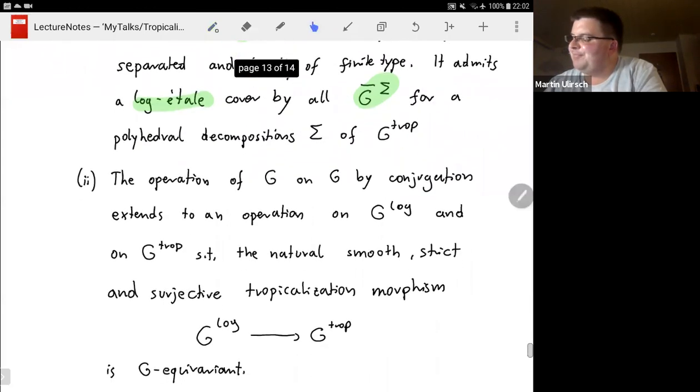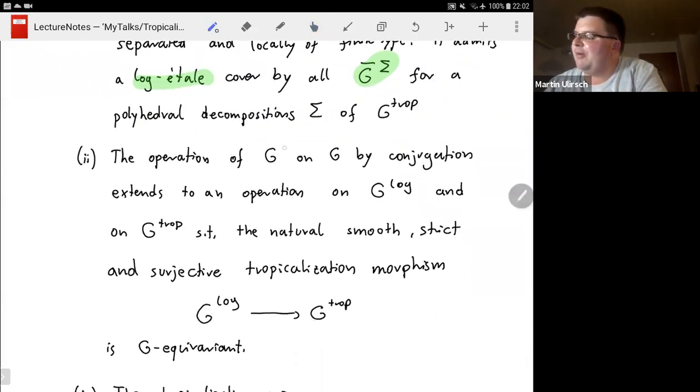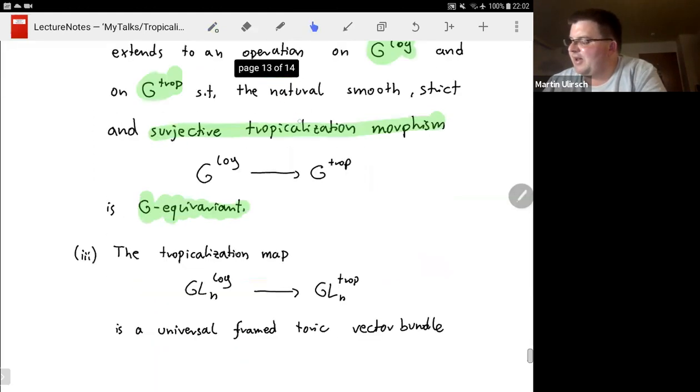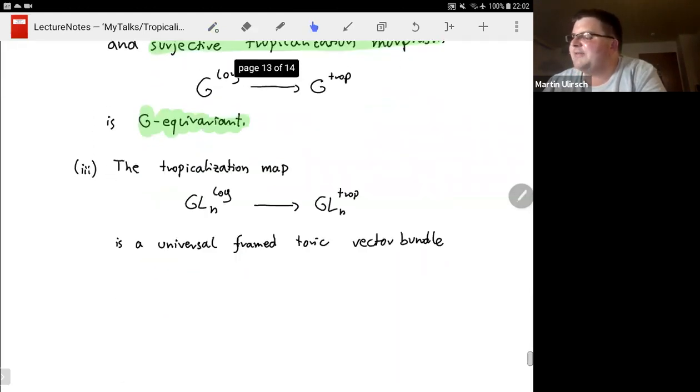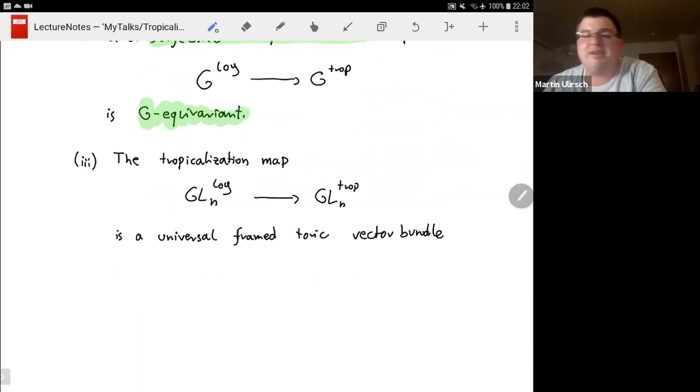And you have an operation of G by conjugation. This extends to an operation on this functor and also on the tropicalization, and by definition it comes out that the surjective tropicalization morphism is also equivariant. On the level of rank one points, this is exactly what we've been saying above already.